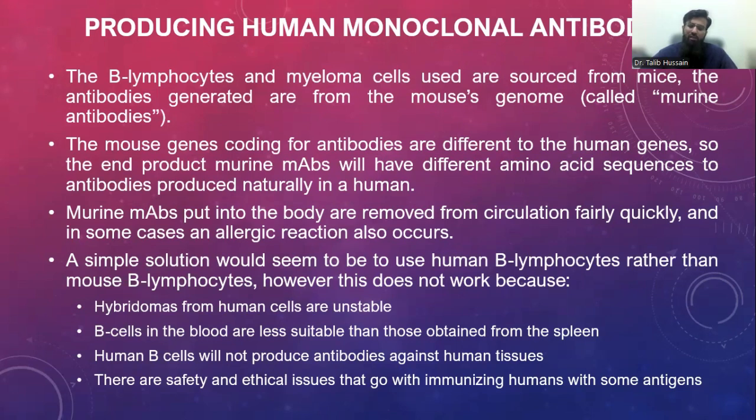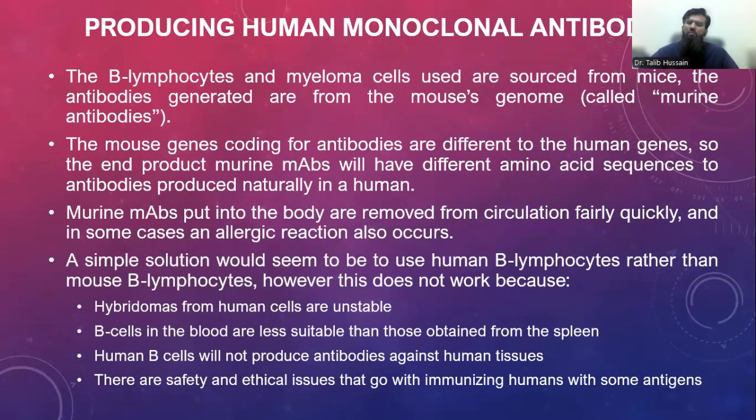For example, hybridomas which are made by B lymphocytes originating from humans, and synthetic stem cells of the human genome, are unstable. These hybridoma cells are unstable. They do not propagate for a longer period of time, and they get isolated in normal conditions.